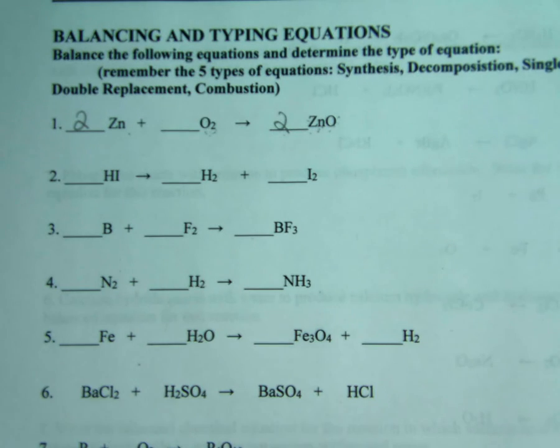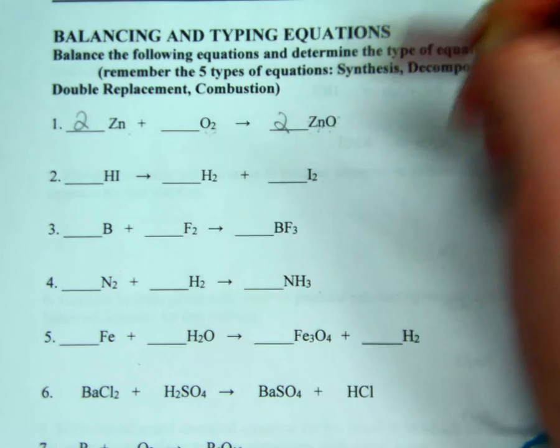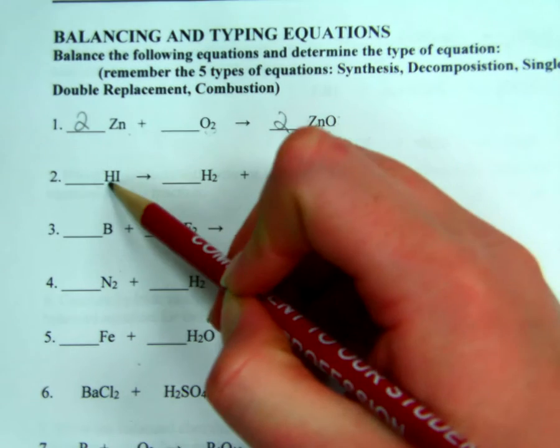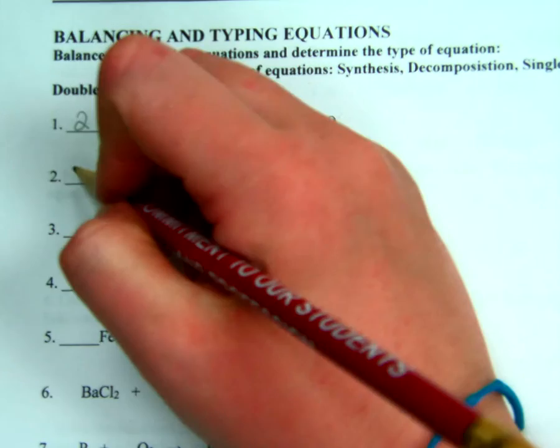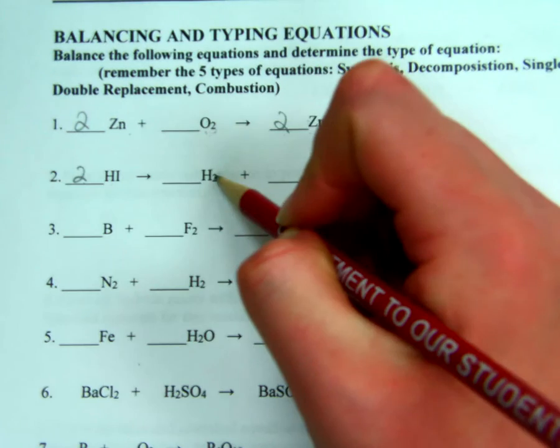Let's take a look at the second one. I have HI on one side, H2, and I2 on the other. So I'll balance it out. 1 hydrogen to 2 hydrogens. Well, I'll multiply this by 2. Now I have 2 hydrogens and 2 hydrogens.